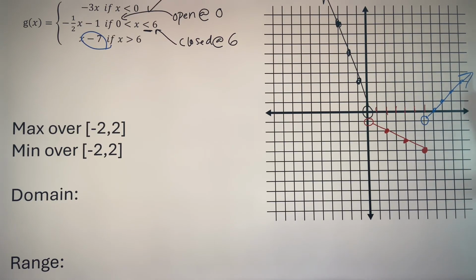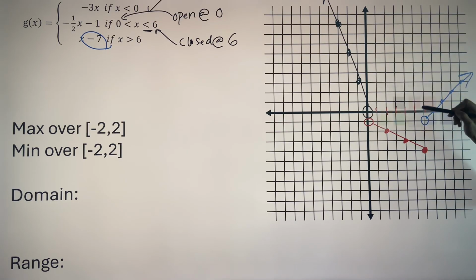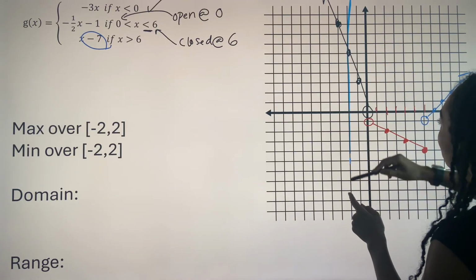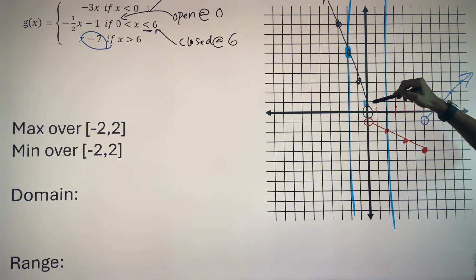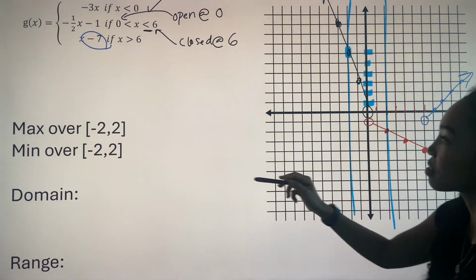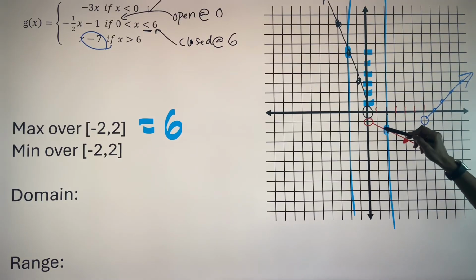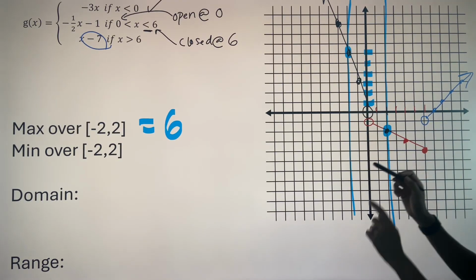Okay, so let's look at the maximum and minimum. The interval that they gave us is negative 2 to 2. So between negative 2 and 2, the highest point is right here at 1, 2, 3, 4, 5, 6. And the minimum point is right here. That's the lowest point of this graph. And that's at negative 2.